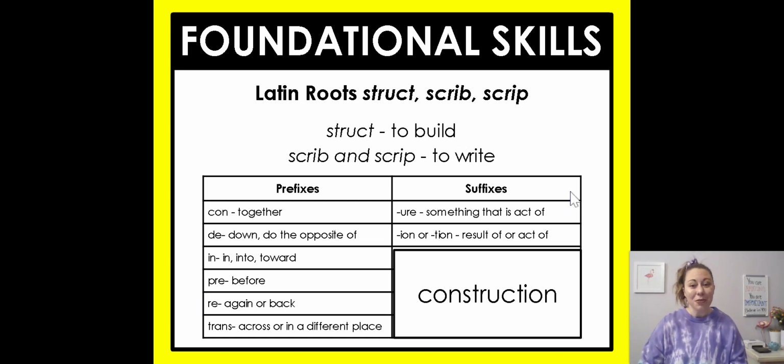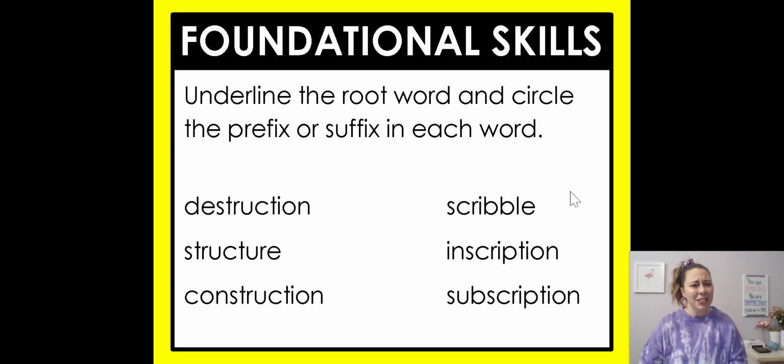So that is what you are going to be practicing a little bit today. I simplified it for you so that you are just underlining the root word. Remember, our root words were struct, scrib, and scrip. Then I want you to circle any prefixes or suffixes in each word. Sometimes there will be a prefix and a suffix, so be sure that you pay attention to that.